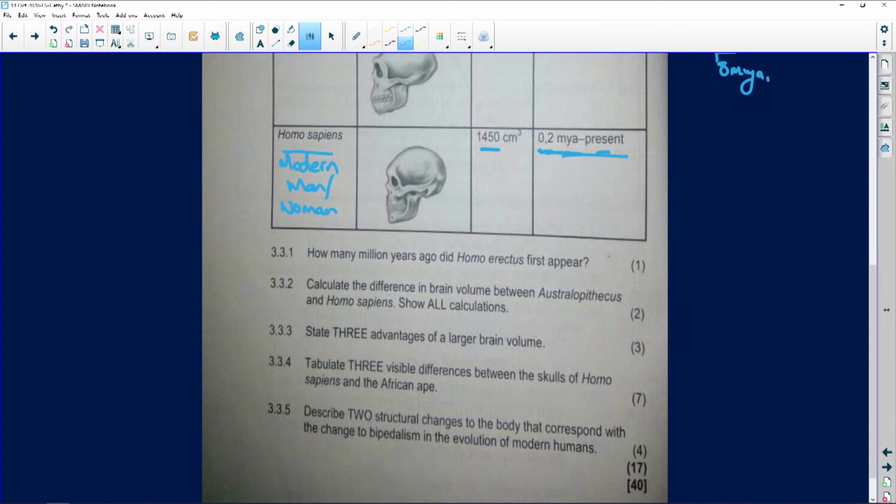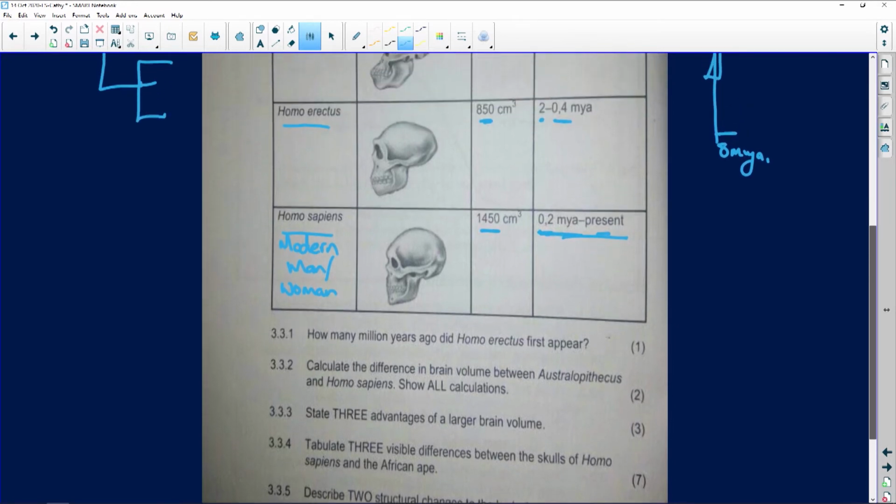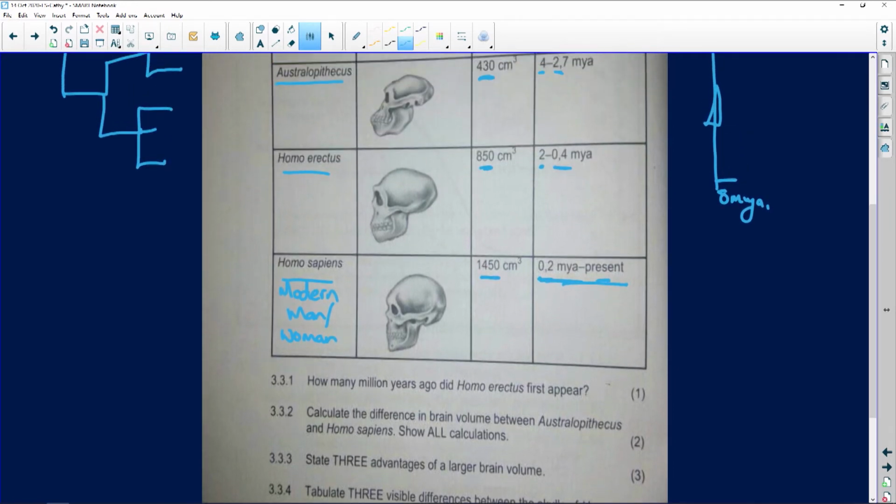All right, now, how many million years ago did Homo erectus first appear? People, very easy. Homo erectus was here from 2 million years ago to 0.4 million years ago. So when it says how many million years ago did it first appear, it was 2 Maya. Okay, 2 there. This is when they first appeared, going from backwards to forwards.